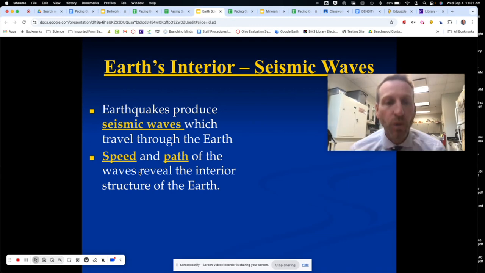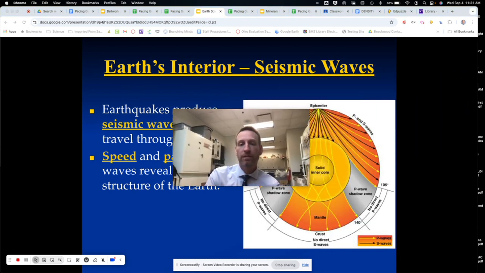So what do we see? Well, like you just typed in there, you had to type in the words speed and path. The speed of the waves does not stay consistent as it travels through Earth's interior. It speeds up or slows down. The path of the waves does not stay consistent as it goes from one side of the Earth to the other. In fact, some of those body waves, the seismic waves beneath the ground, don't even make it to the other side. So take a look at this picture here.